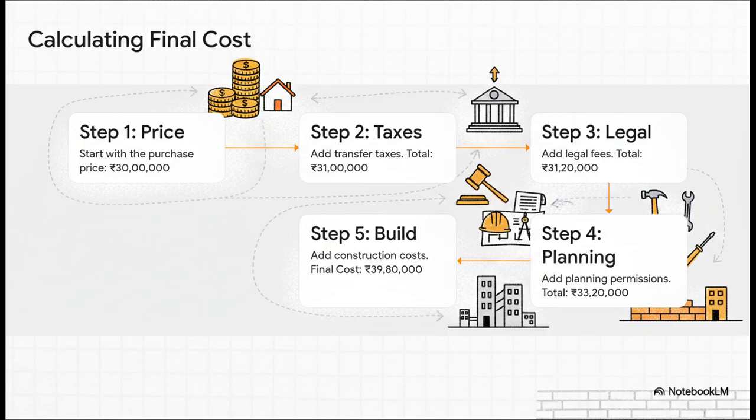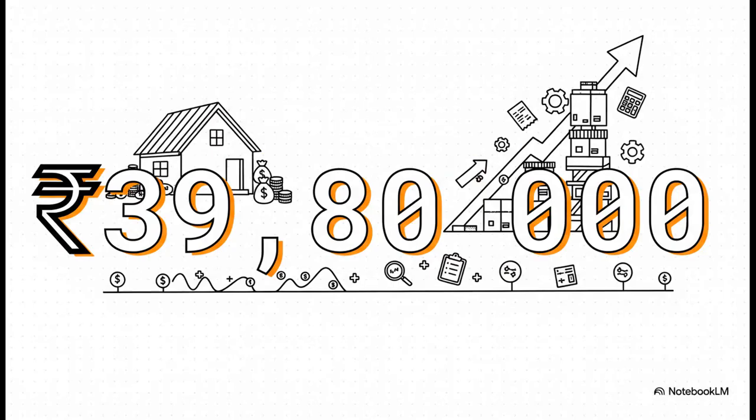Step 3, tack on 20,000 for legal fees. That gets us to 31 lakh 20,000. Then, here comes a bigger one, 2 lakhs for planning permission. We're up to 33 lakh 20,000. And finally, let's add 6.6 lakhs for some necessary construction. And that brings us to... And there you have it. The real, true initial cost of our property isn't the 30 lakhs we started with. It's almost 40 lakhs. See how all those little extra costs stack up? This gives you a much, much more accurate and obviously higher valuation from day one.